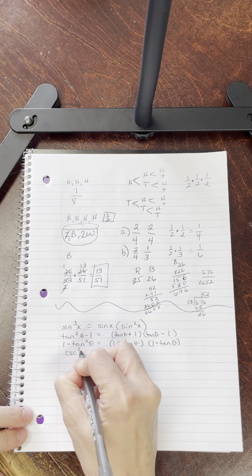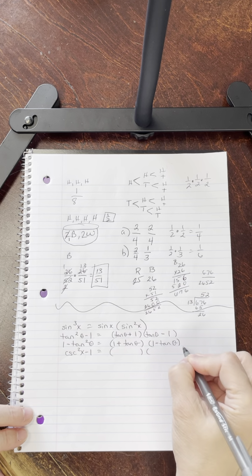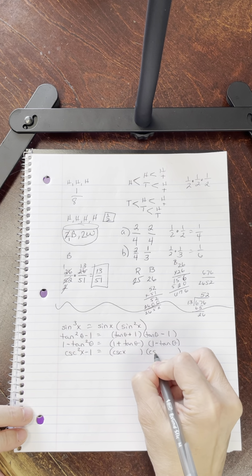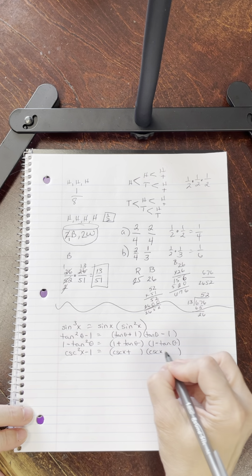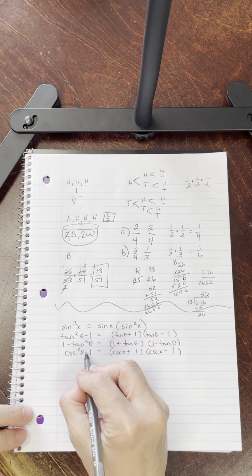Cosecant squared x minus 1, same concept. So cosecant x and cosecant x, positive and negative, no middle term, 1 and 1, positive times negative, negative, we're good.